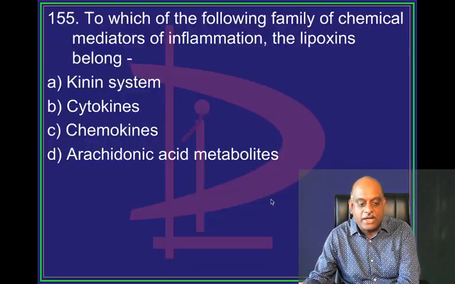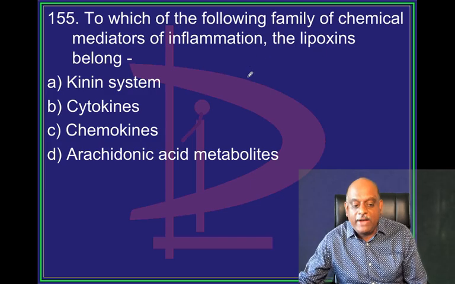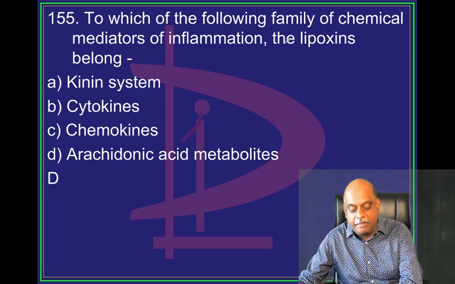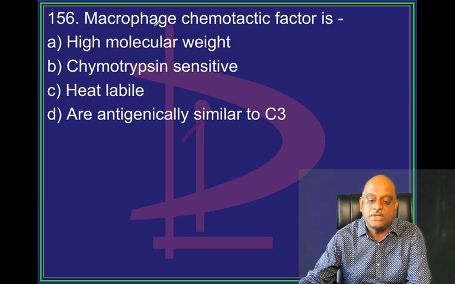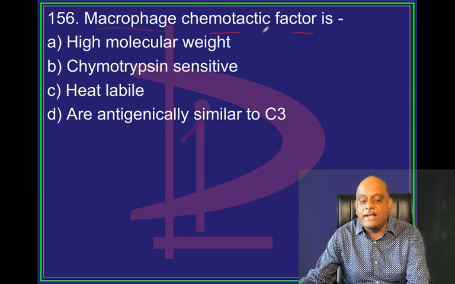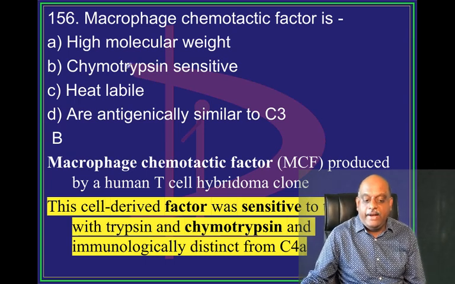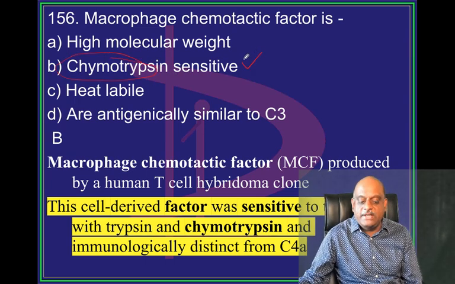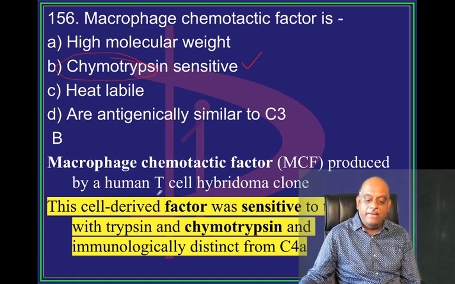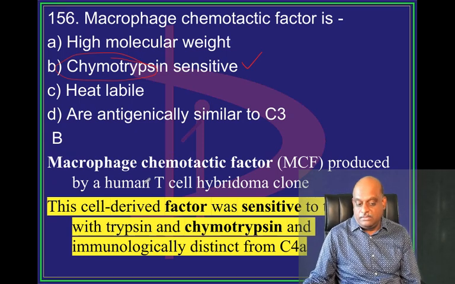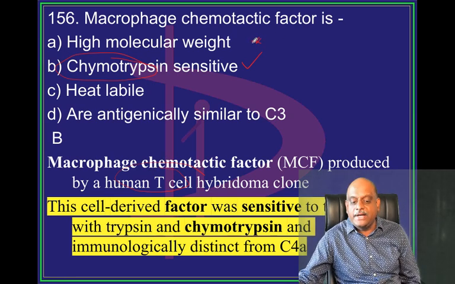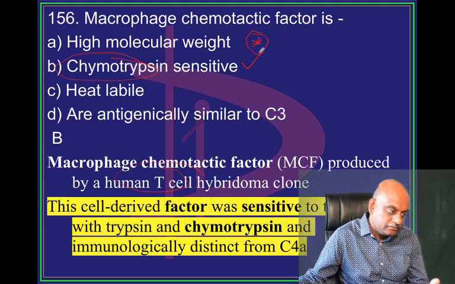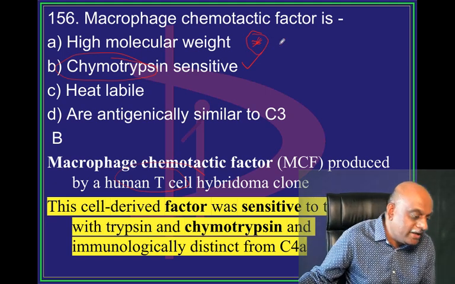Now, let's continue the discussion, doctor. To which family of the chemical mediators do lipoxins belong? They're all arachidonic acid metabolites. The macrophage chemotactic factor is a chymotrypsin-sensitive factor, and it is fundamentally derived from a human T-cell hybridoma. So with this kind of sporadic questions asked, you need not worry. But what is there in examiners?